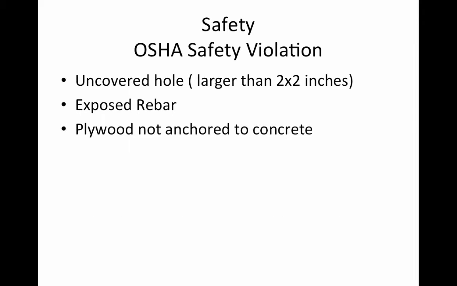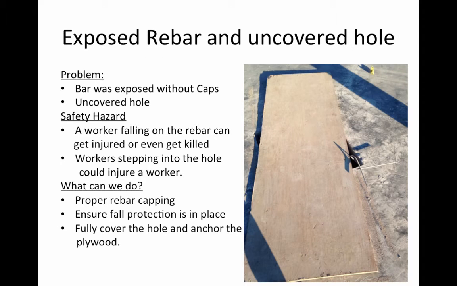When on the job site, we observed a few safety violations, one of which was an uncovered hole that a column was to be placed into later. By OSHA standards, a hole is anything larger than 2 by 2 inches. So in this image, we can see the hole was covered with plywood, but not completely. And then the plywood wasn't anchored down by anything, so it could be kicked out of the way.